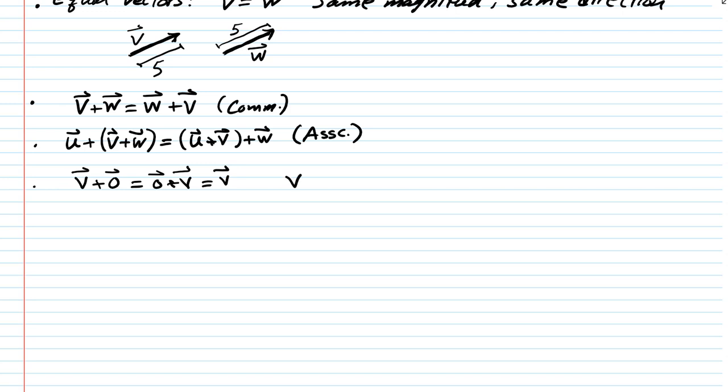Okay, and any vector added with its opposite, that's negative of v, gives you the zero vector. So what does the opposite of a vector v look like? Let's say this is vector v, going in that direction. Well, vector negative v will have the same magnitude, but it goes in the opposite direction.